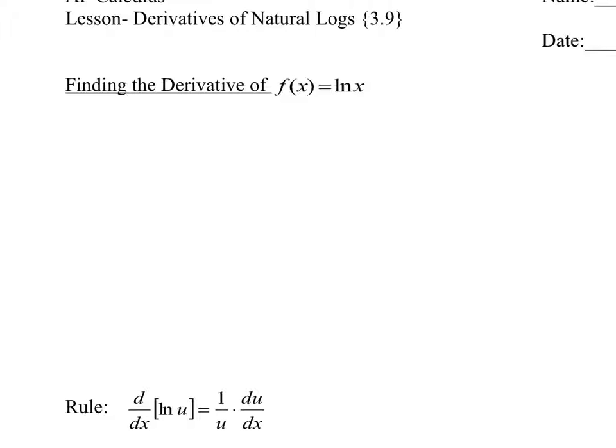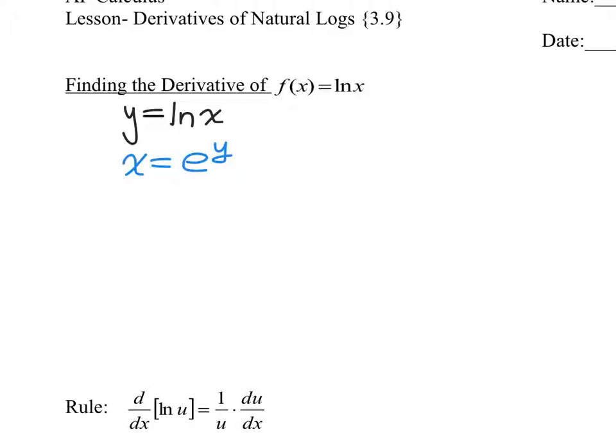Let me write this as y equals ln of x for simplicity's sake. All right, I don't know anything about the derivative of a natural log, but I do know how to find the derivative of an exponential function. And we can convert from log to exponential form, yeah? So x would be equal to e to the y.